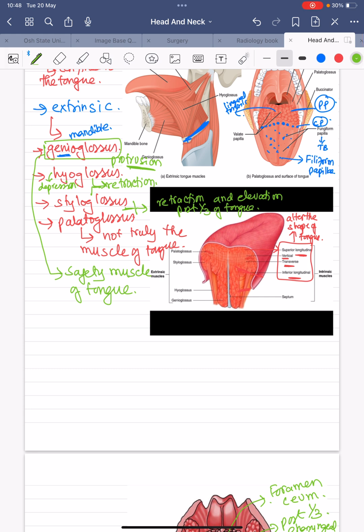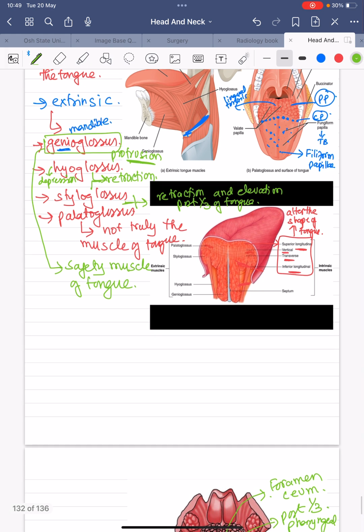The largest muscle of the tongue is the genioglossus. The safety muscle of the tongue is also your genioglossus muscle. The genioglossus helps you in the protrusion of the tongue. It is the safety muscle because it prevents the tongue from falling back and closing the airway. So these are the muscles of the tongue which you must remember.